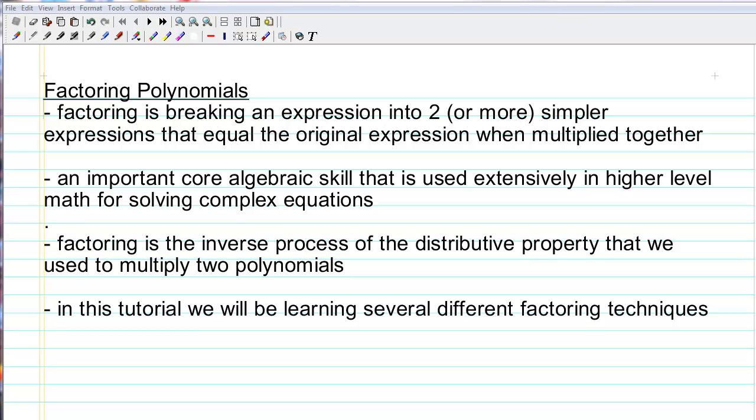So we're not changing the expression, we're just rewriting it into a different form. This skill is a core skill that's important for you to master. It's used extensively in higher level math, and as we get into our lesson we'll be seeing that it's an important method for solving more complex equations. Earlier in this unit on polynomials, we talked about multiplying two polynomials together using the distributive property. So when we're factoring, we're doing that process in reverse. Factoring is the inverse of using the distributive property. And again, we're going to explore several different techniques.